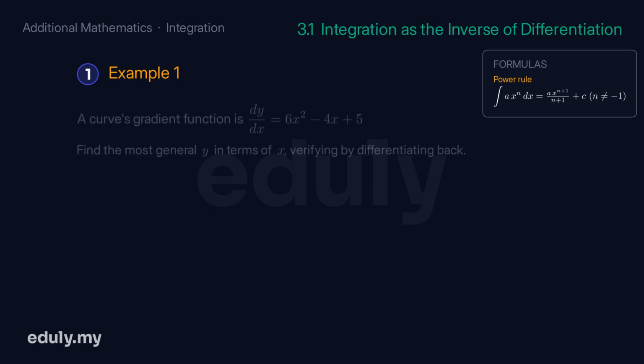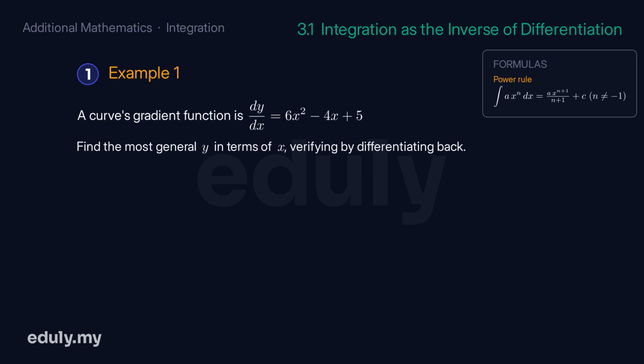A curve's gradient function is given as dy over dx equals 6x squared minus 4x plus 5. Find the most general expression for y in terms of x, and verify the answer by differentiating it back.